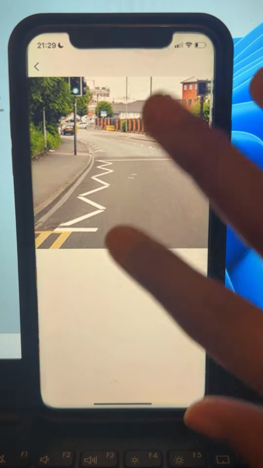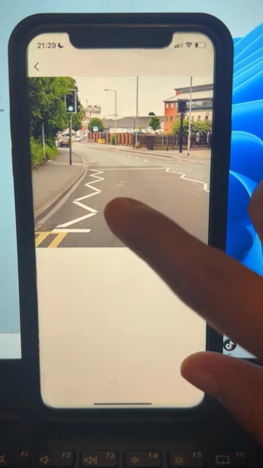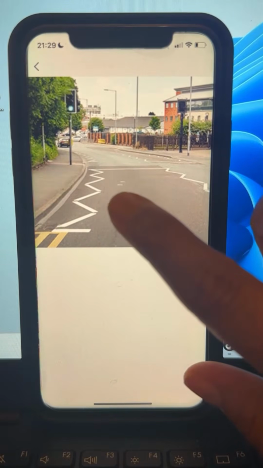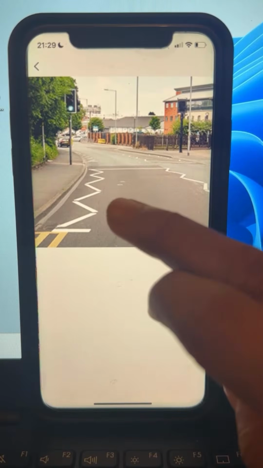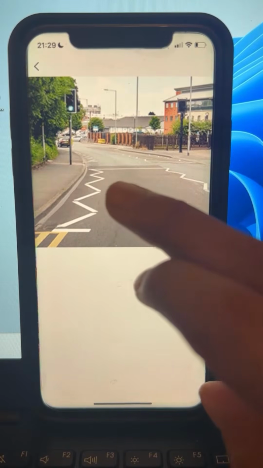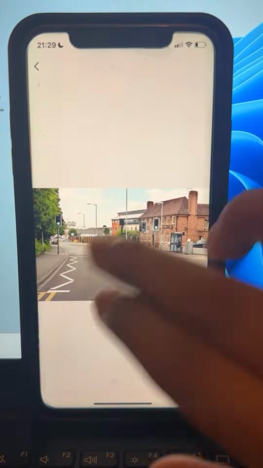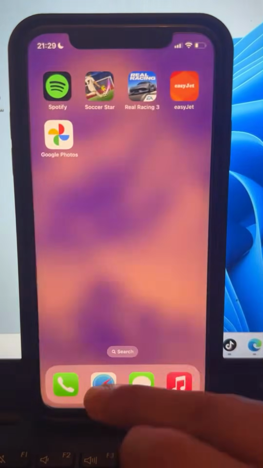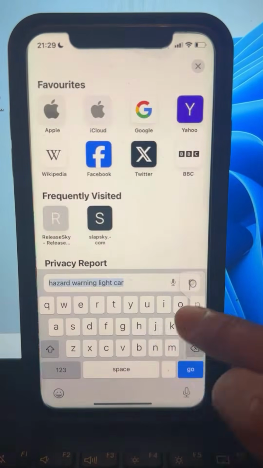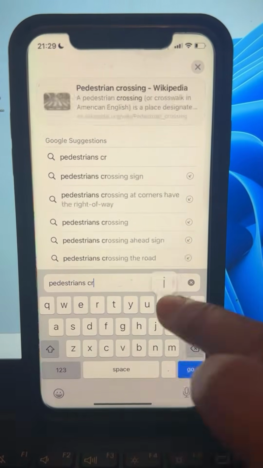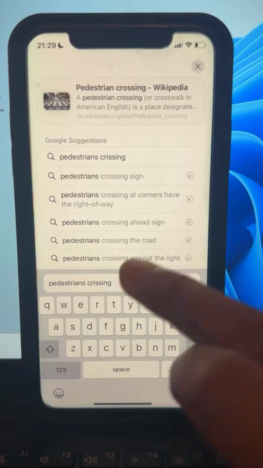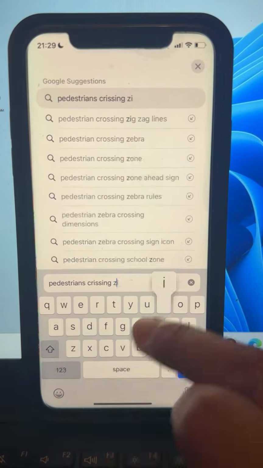So these zigzag lines are white in color, by the way. We will be covering yellow zigzag lines as well. They are white, okay? You should not be parking your car at any time. Where can you find these zigzag lines? Everywhere, nearby a pedestrian crossing, for example.